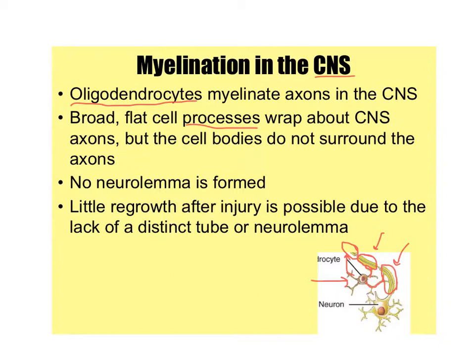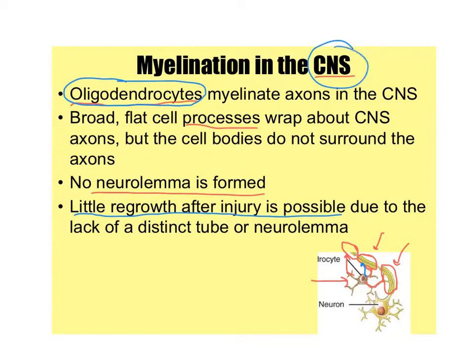It says no neurolemma is formed. That is true because the cell does not wrap itself. So this guy does not come in there and actually wrap his cytoplasm and the nucleus around the cell. It does it through its processes that reach out. And therefore, little regrowth after injury is possible when it comes to the CNS. But to be honest, what you need to know, oligodendrocytes, they're what myelinate the axons in the CNS, and also know that these guys can myelinate multiple axons, not just one like the Schwann cells do in the PNS.